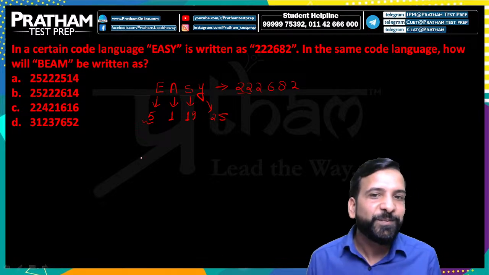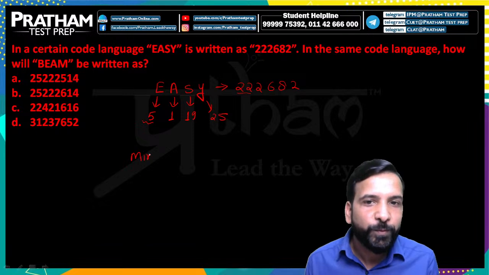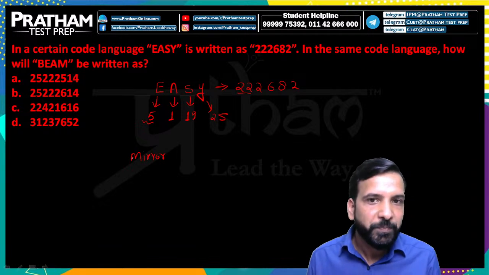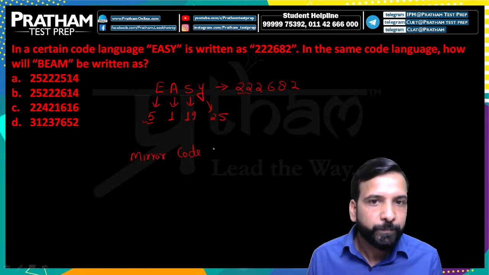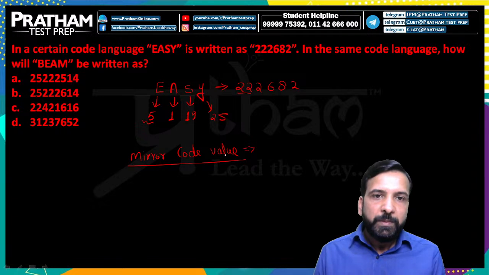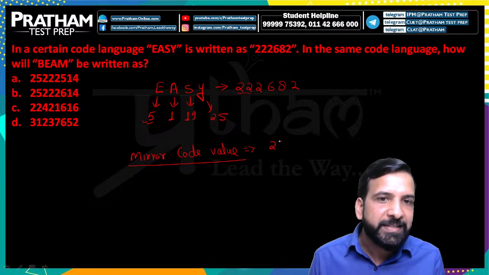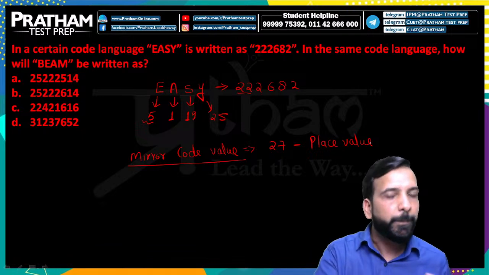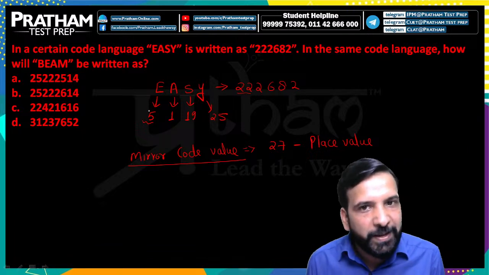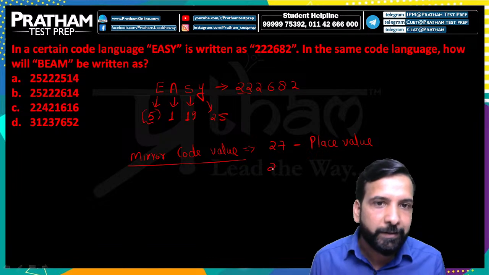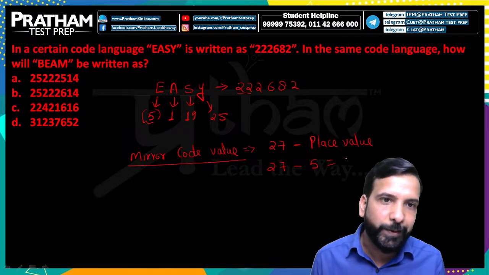Now there is one term called mirror code value. I hope during classes आपने पढ़ा. In case आपने नहीं पढ़ा, do watch the lectures. Mirror code value, right? So what is mirror code value? Mirror code value is given by 27 minus the place value of that particular letter. So place value of E is 5, and what then is its mirror code value? Nothing but 27 minus 5, that is 22.